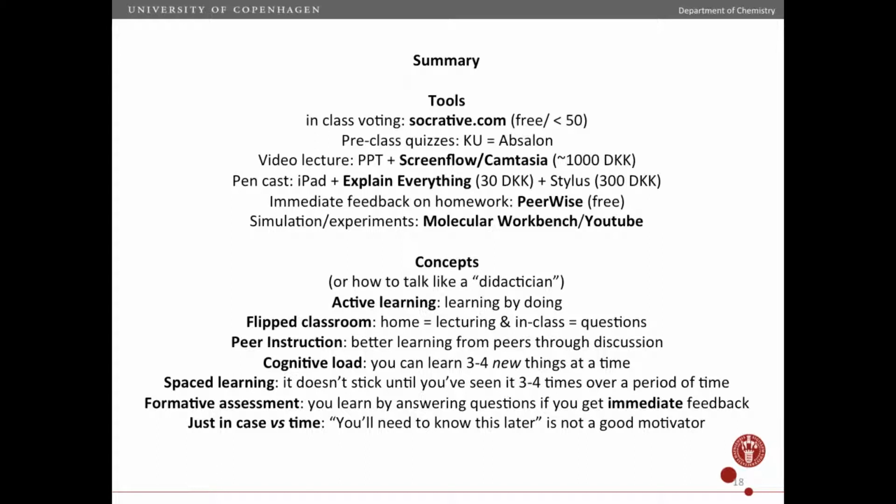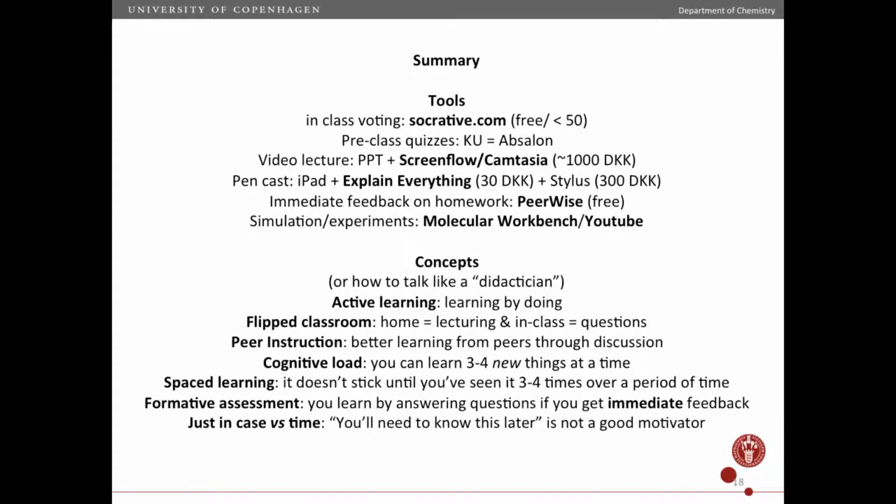Cognitive load, right? As you'll find, you as a person, so it's not just students, it's also you, if you're honest with yourself, you can learn 3 or 4 new things at a time, let's say for a lecture or for a week. And if you look at your curriculum and look at all the new things that they have to know, what you'll find is that the cognitive load is way too high. You as a teacher, your main responsibility is to prioritize.